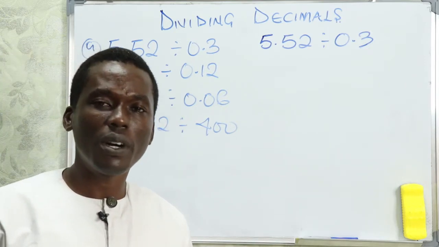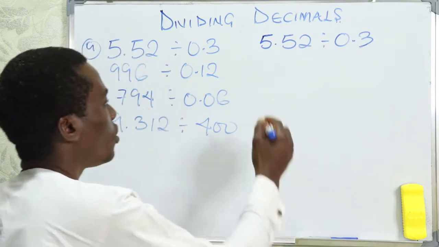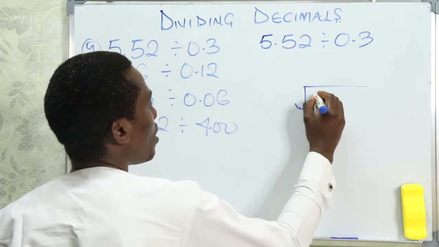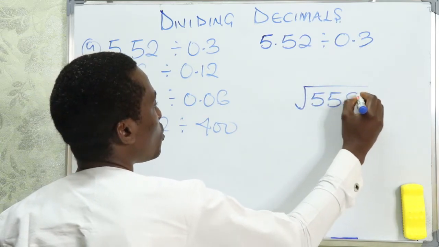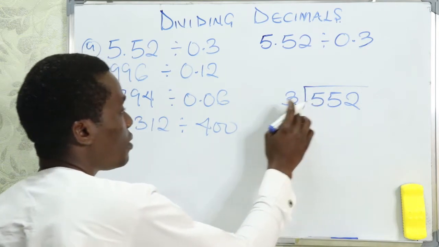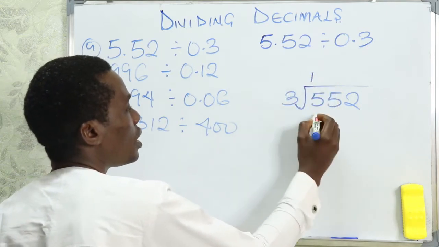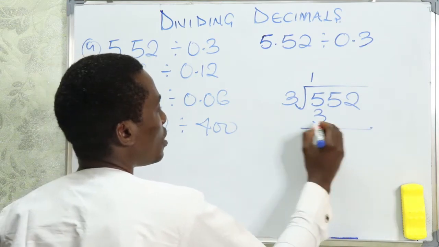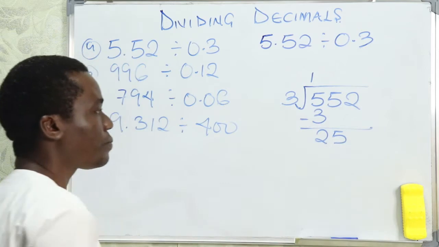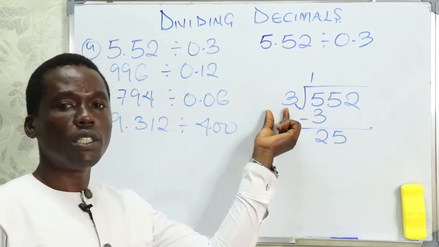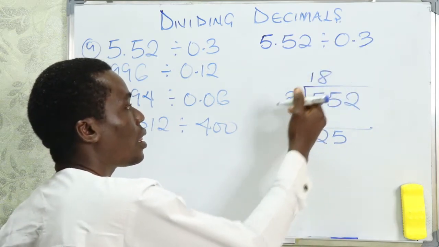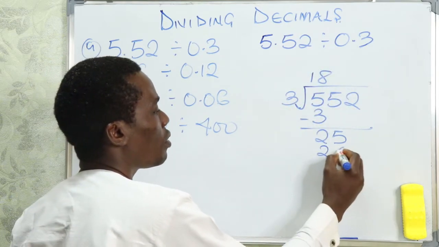point, and then you divide like the normal number. So we are going to have the normal number 552 divided by what? By 3. So 5 divided by 3 will give you 1, and this will give you what? 3. If you subtract this, you have 2. You bring down what? 5. 25 divided by 3 will give you what? Will give you 8. Now 8 times 3 will give you 24.